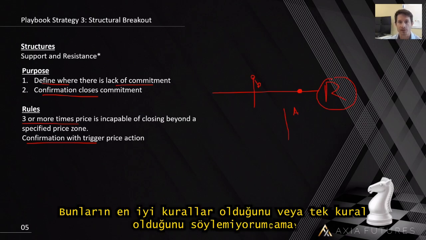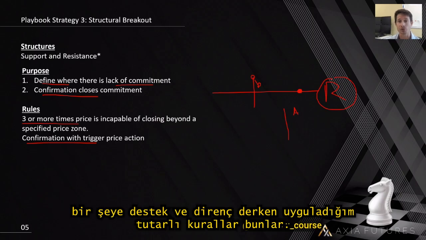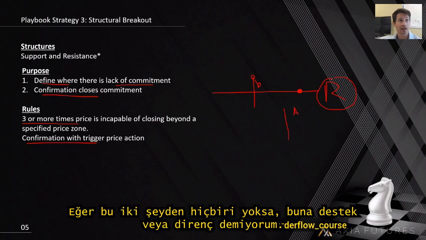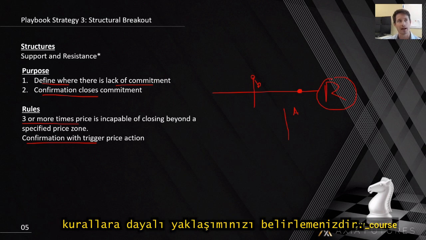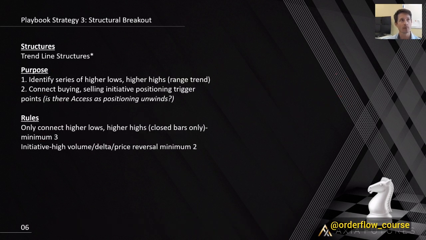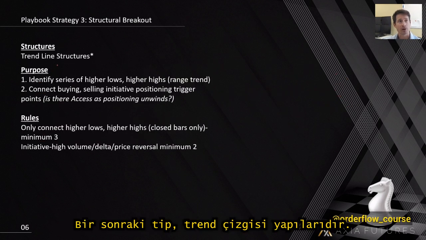It's not to say these are the best rules or the only rules, but they are consistent rules that I apply to calling something support and resistance. If neither of those two things are there, I don't call it support or resistance. So the most important thing is you must define your rules-based approach in defining this type of structure. Then the next type is trend line structures.